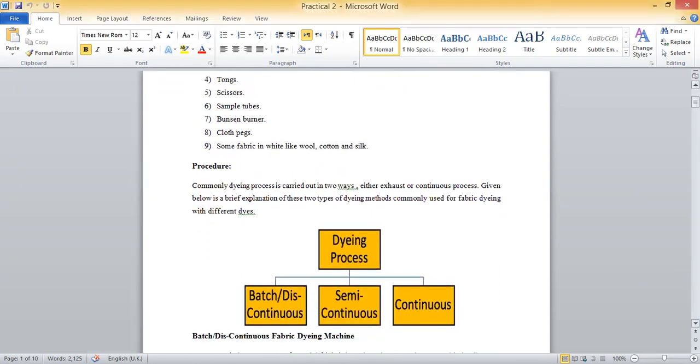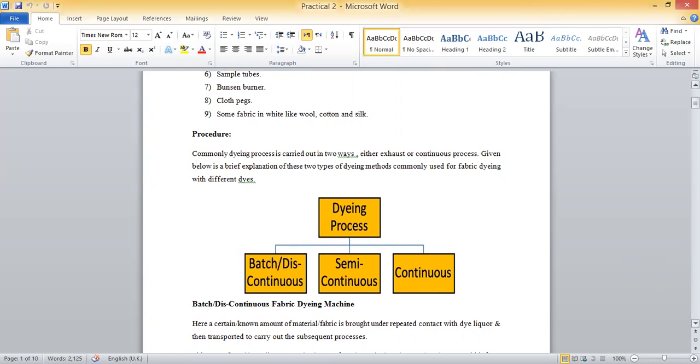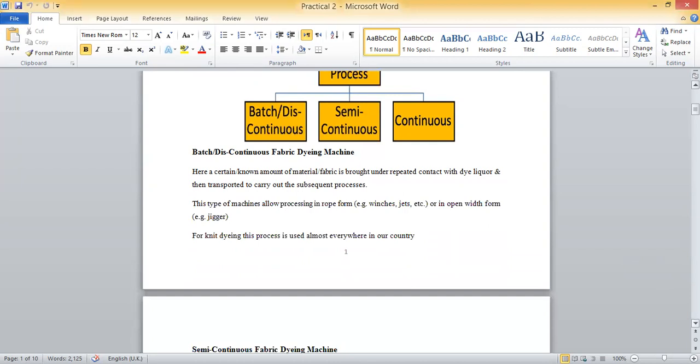First of all, I'll explain some of the basics of dyeing. Commonly, the dyeing process is carried out in two ways, either continuous or discontinuous, also called batch. First, we'll have a look at batch or discontinuous fabric dyeing. In this type of dyeing, a certain amount of material is brought under repeated contact with the dye liquor and then transported to carry out the subsequent process. The machines used in this process are winches or jets.